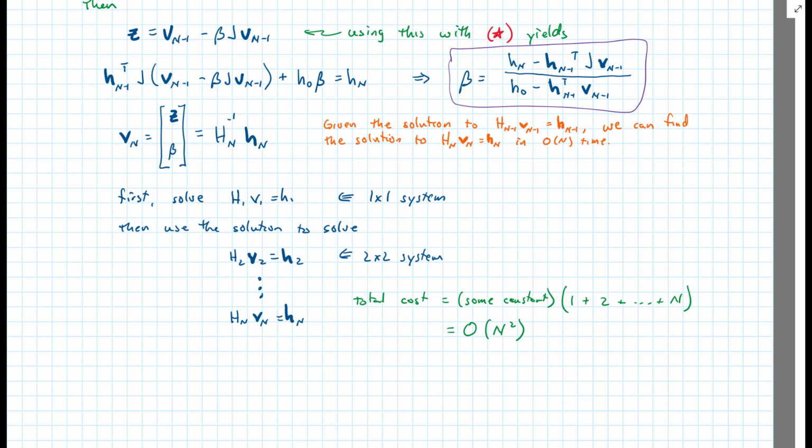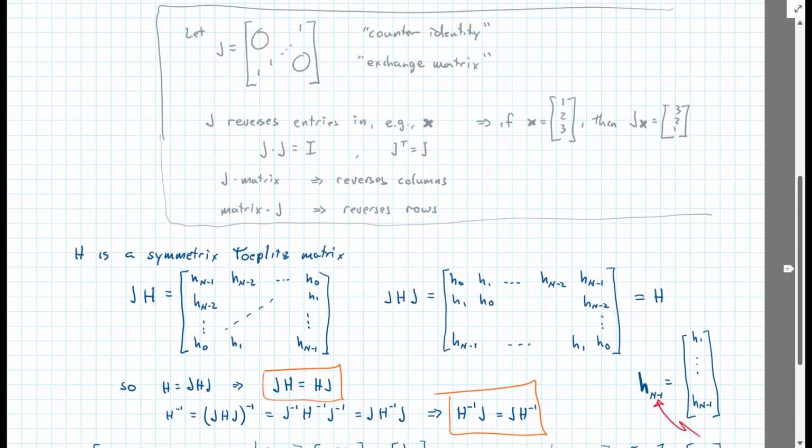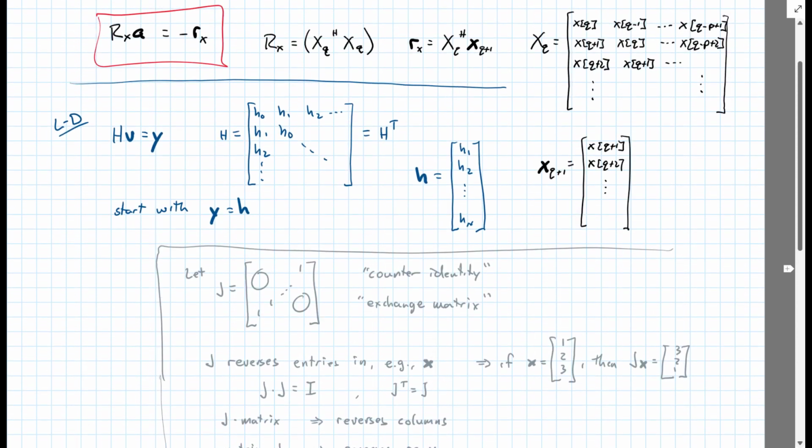Okay, so what do we have to do next? Well, as you may recall, the first thing we did is we said let's start with y is equal to h. So we have H times v, and v is what we're solving for, is equal to h. So we have our little h's on the left-hand side and on the right-hand side, but we would like something a little more general. We'd like to go back to the y case, and so that'll be in the next lecture.